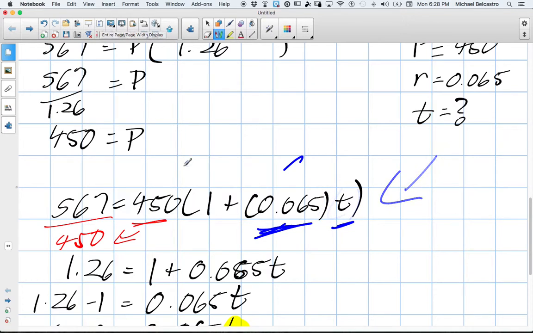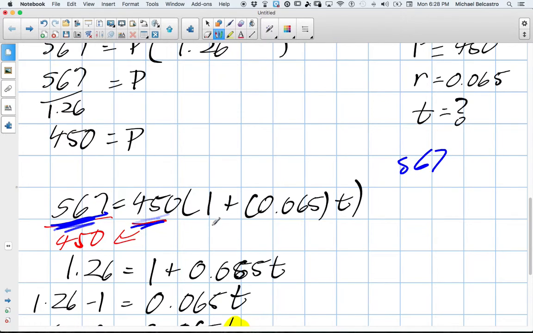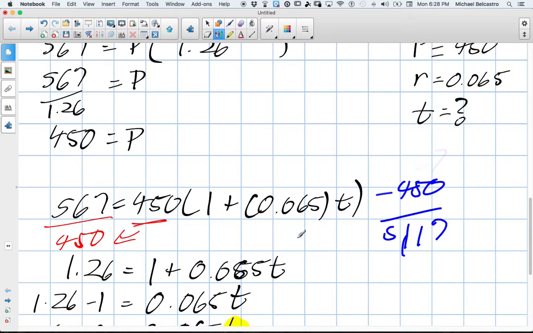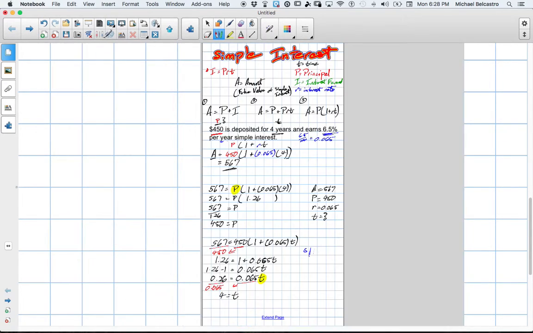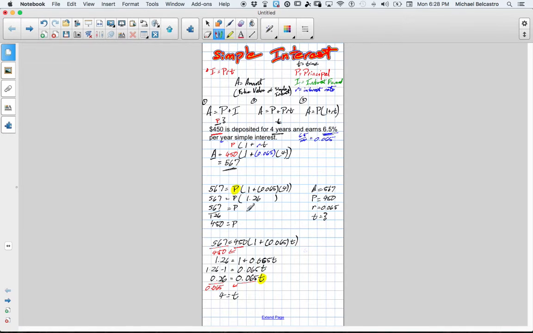The only other thing they might ask you is how much interest you earned, and you just subtract these two values. If you end up with 567 in the end, and you start with 450, you subtract 450 and we get $117. That's probably the easiest thing they'd ask, if they want to say, how much money have you earned in this account over the 4 years? But that's every possible question they would really ask you for simple interest.